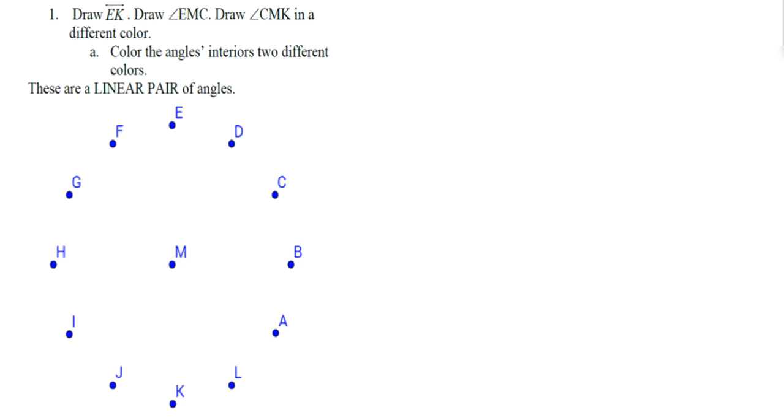Today we're going to be looking at some different angles, and we've talked about drawing angles previously and naming them. So if we were to draw a line EK, which would be here, and then we drew angle EMC, which means we have to draw a ray M to C to complete that, and draw angle CMK. Well, CMK would be here. We want to draw the angles' interiors in two different colors. So our construction looks like so.